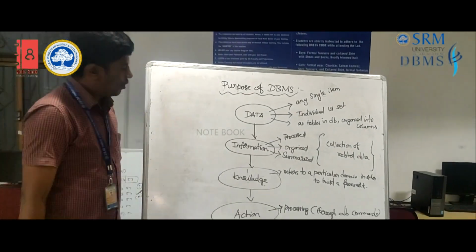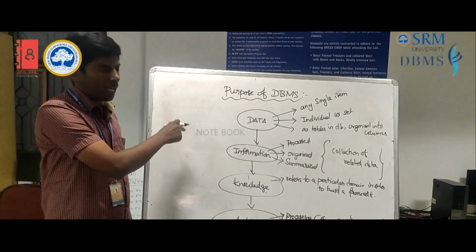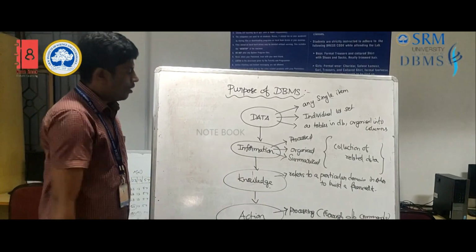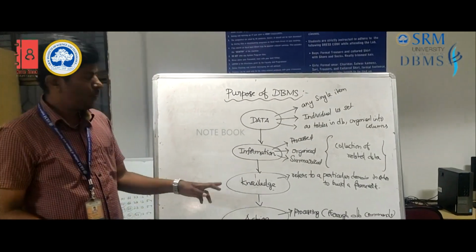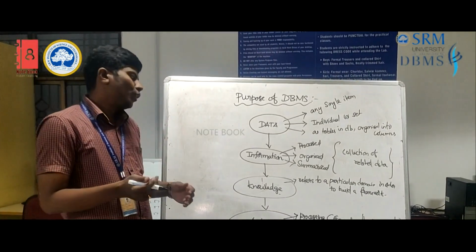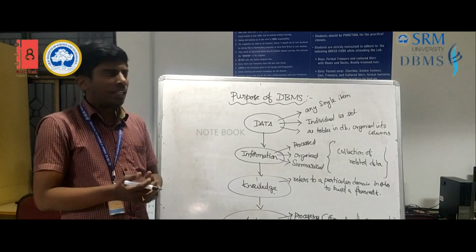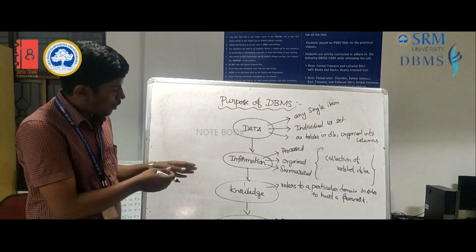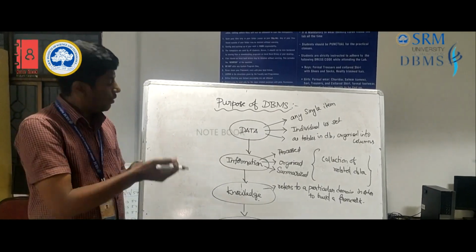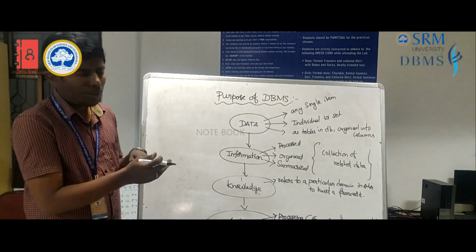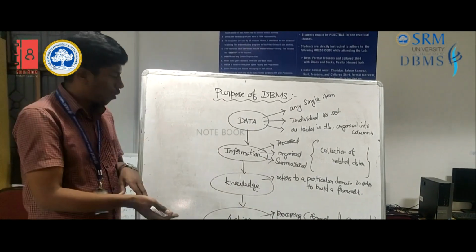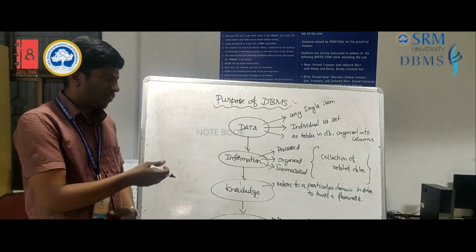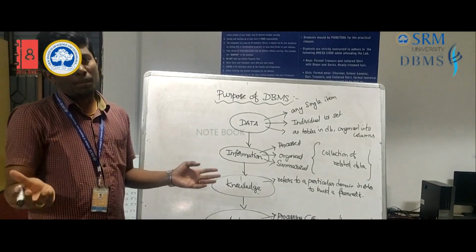Coming to knowledge. The transformation happens from data to information, and now information to knowledge. Knowledge refers to a particular domain, in order to build a framework so that we can transform the information into knowledge. Then from knowledge to action. Finally, the data which was transformed into information, and again transformed into knowledge, comes into action. Here the processing takes place finally through the database commands.